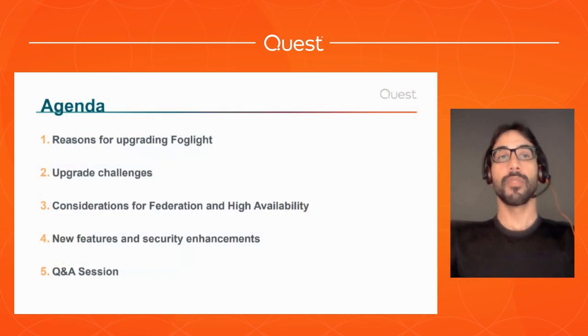Our agenda for today will cover several key areas. We'll start by discussing the primary motivations behind upgrading. Next, we'll look into some of the upgrade challenges, including how to prepare for it and how to perform the upgrade. We'll then talk about specific considerations and best practices when upgrading high availability and federation environments. We'll also highlight the significant security enhancements and latest features introduced in recent releases. And at the end of the presentation, we'll have time to answer some of your questions.